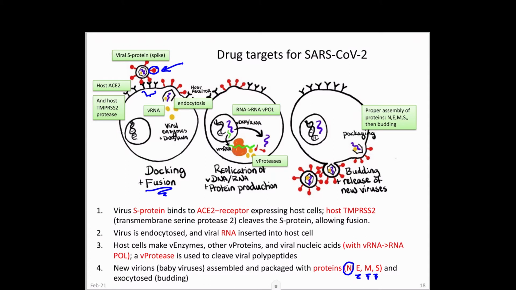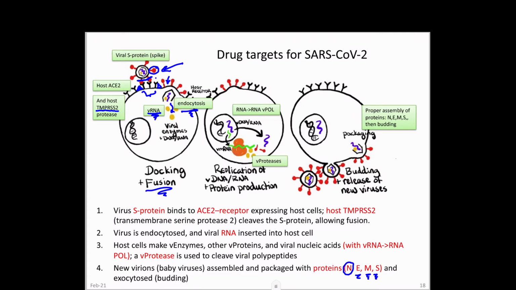After it's bound to that ACE2 receptor, there's another enzyme protein that's sitting out here called TMPRSS2, and it's a protease. It's a host enzyme. It's going to come in here and it's going to cleave off part of those S proteins. That's going to allow this virus to get pulled closer to the cell membrane, which is called fusion. It's then endocytosed into the cell, which requires endocytosis structural proteins. And then it releases the contents, which is the viral RNA.